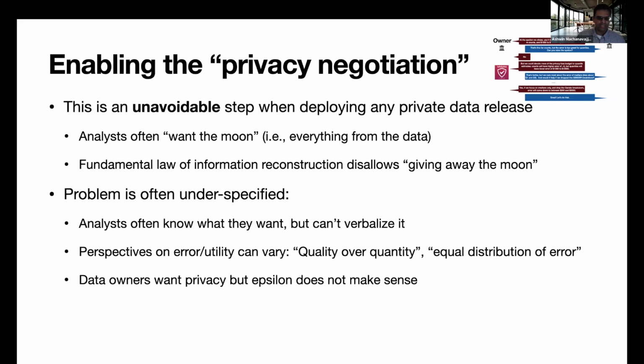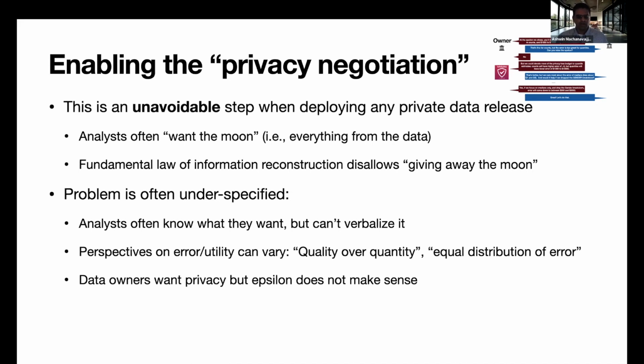Analysts often know what they want, but they can't verbalize it. The perspectives on error utility can vary. Some terms we get are like, we want quality over quantity. Like, here is my request of data, but I don't want all of it. As long as you can give accurate statistics, you want as much of it as you can, or equal distribution of error, right?